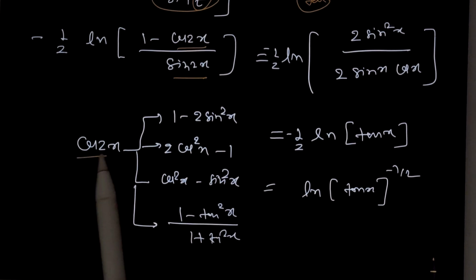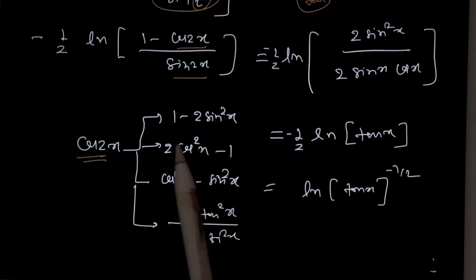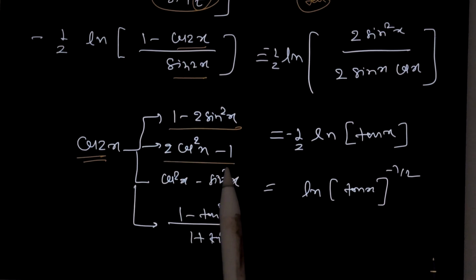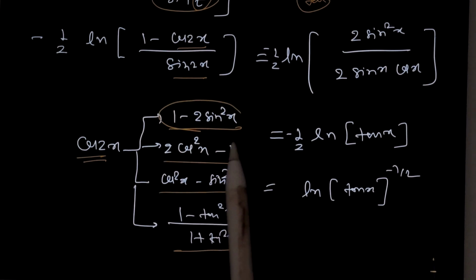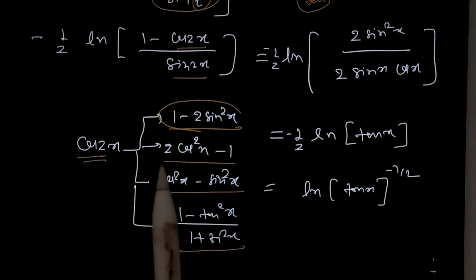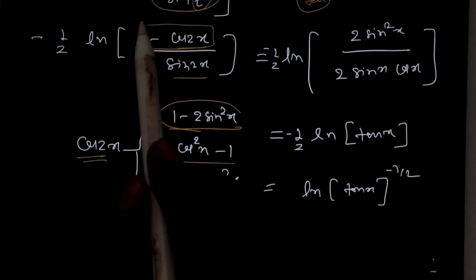Then again, cos 2x has 4 very popular formulas: 1 minus 2 sine square x, 2 cos square x minus 1, cos square x minus sine square x, and 1 minus tan square x by 1 plus tan square x. So these formulas should be comfortable. And currently, which formula should you pick? Out of these 4, you choose the formula where 1 minus cos 2x can come.